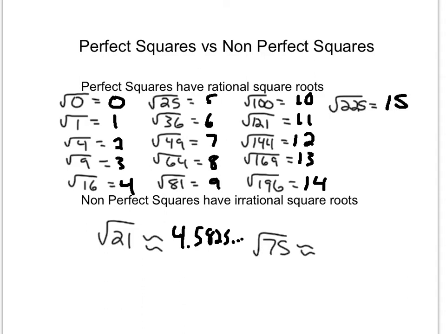Likewise, the square root of 75 is 8.66025, and it goes on forever and ever, never repeats. So 21 is a non-perfect square, and 75 is a non-perfect square. These perfect squares up here are ones that you'll probably want to memorize, because they'll help you throughout the whole unit. Let's move on to the next slide.